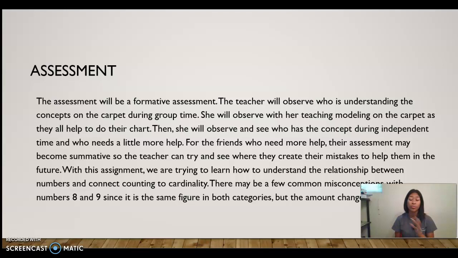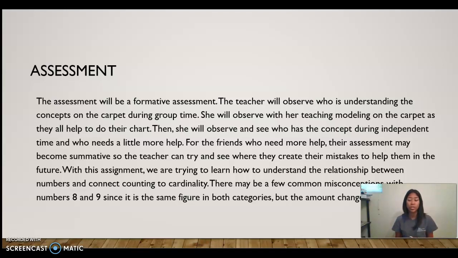For the assessment, it will be a formative assessment. The teacher will observe who is understanding the concept on the carpet during their group time. So whenever I'm teacher modeling, when we are doing our big group assignment together, I'll be seeing who's getting the concept and who isn't. Those who need a little help will get the help as they need. Anyone that I see during their individual assignment who is not actually getting it, I might turn this into a summative assignment, so afterwards I can look over and see what is stumbling them and how I can help.